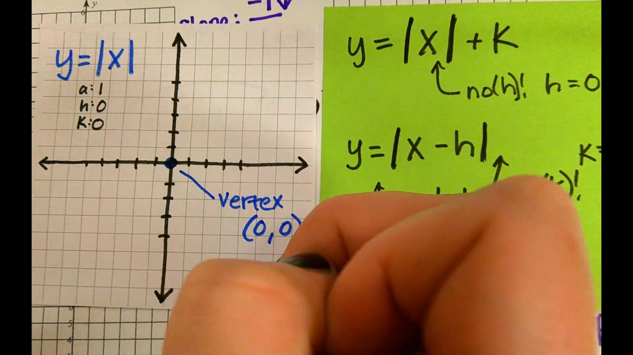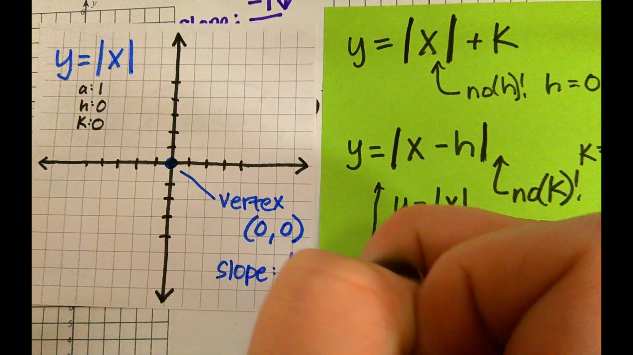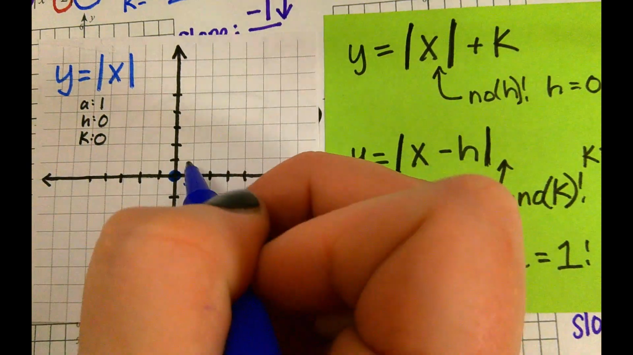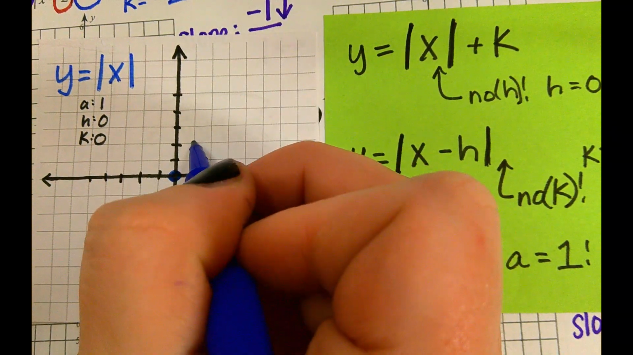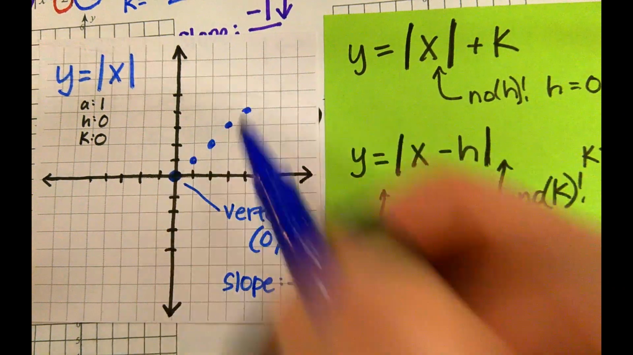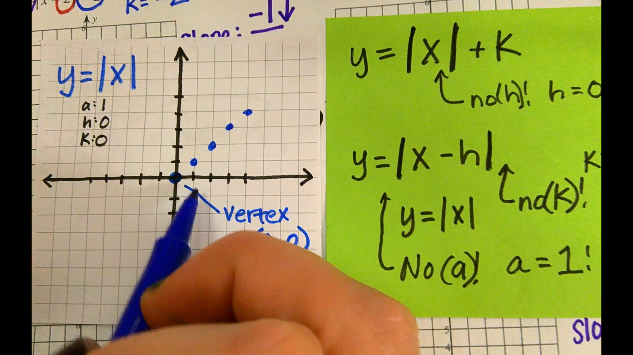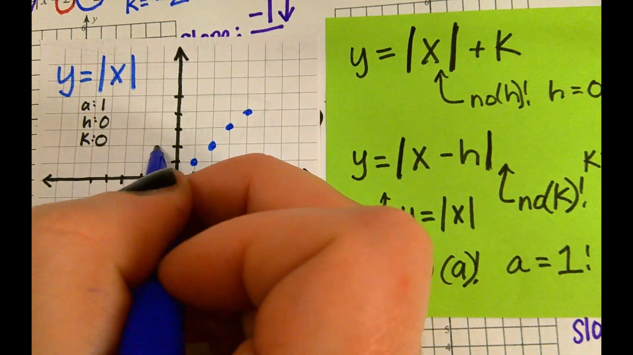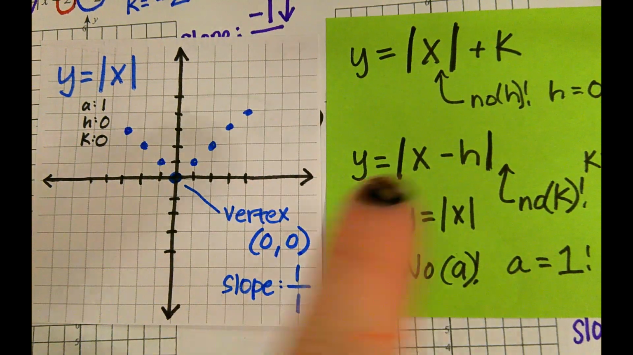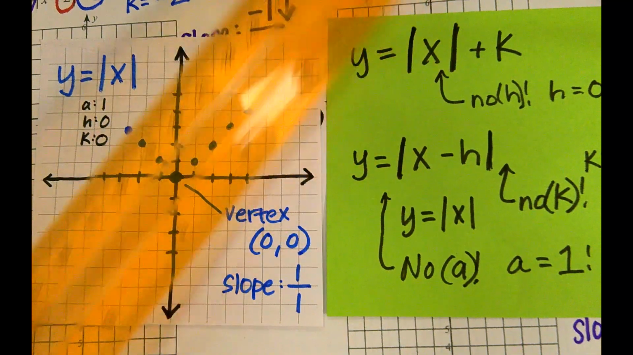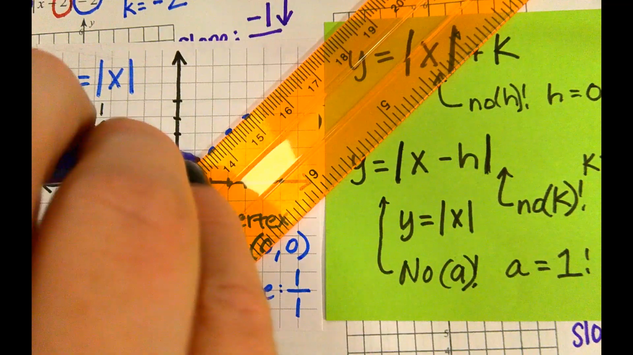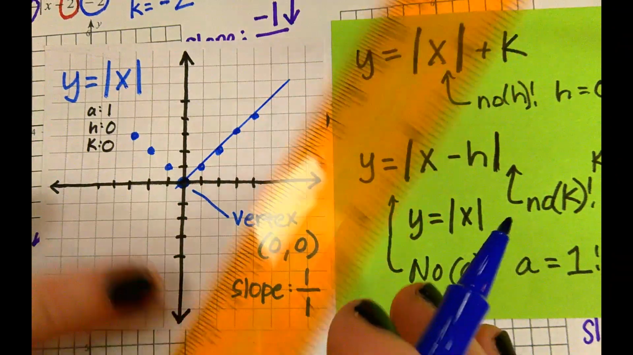And if our slope is 1 over 1, go up 1 over 1, up 1 over 1, up 1 over 1. Keep going as far as you want. Back to the vertex, same thing. Up 1 over 1, up 1 over 1. And that's your graph. But now we'll look at some that have no H or no K, but have the other. So just one is missing, not both.